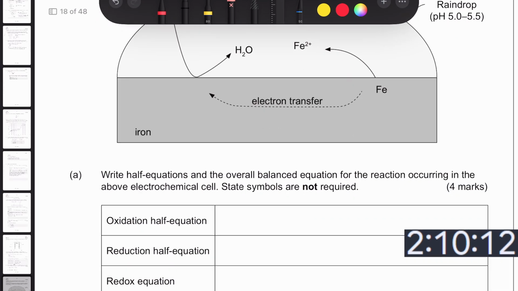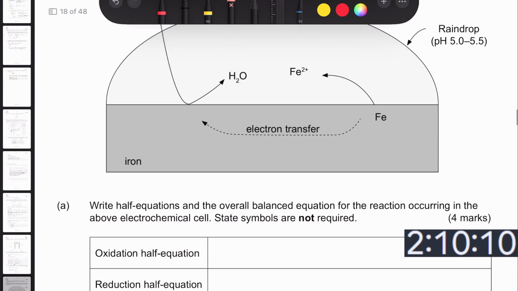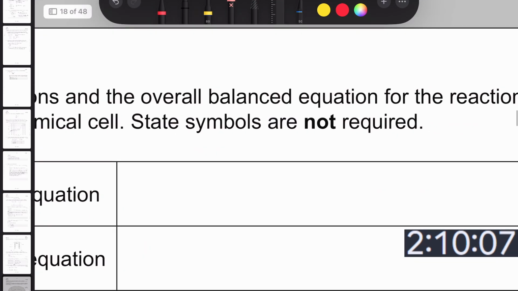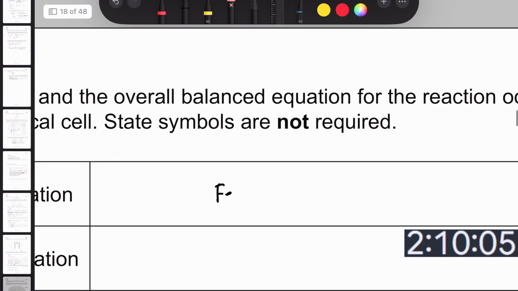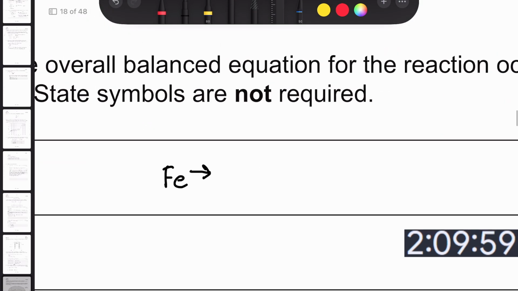In the diagram above, for the electrochemical cell, state symbols are not required. Okay, so oxidation is just going to be Fe to Fe2+ plus 2 electrons. I can't remember my e's today. Fe to Fe2+ plus 2 electrons.